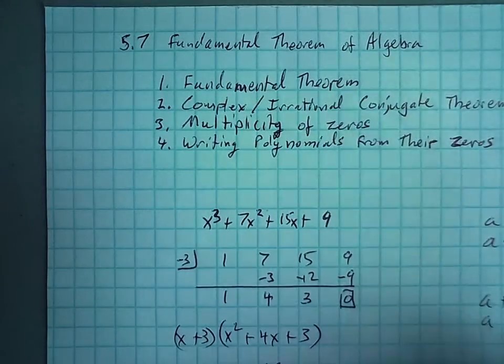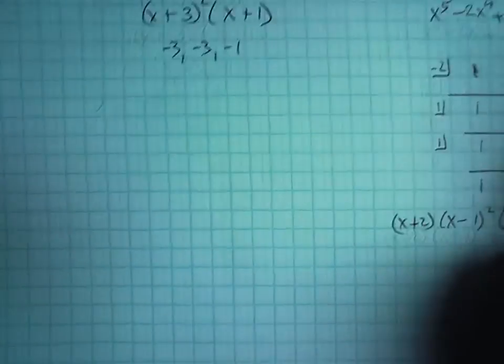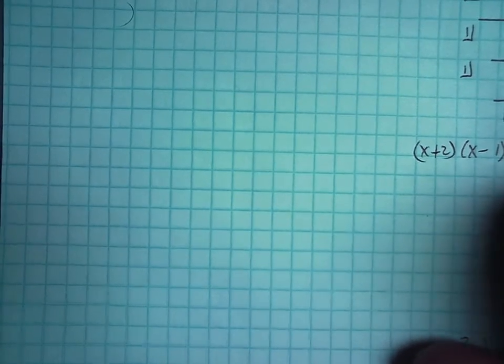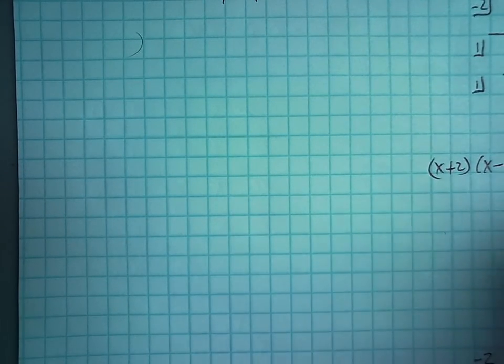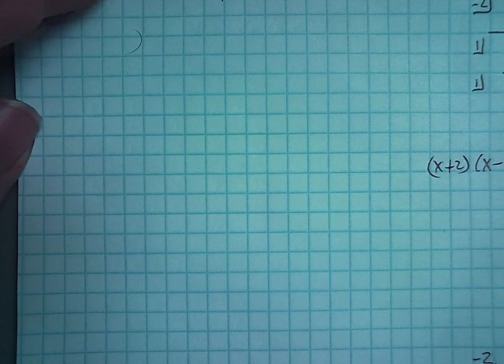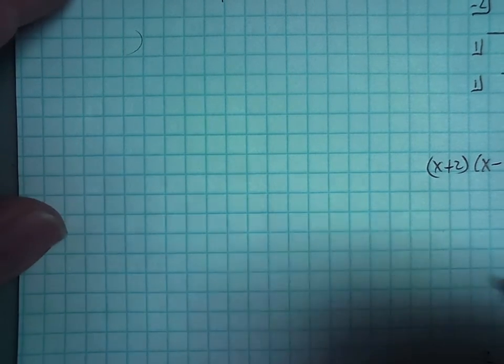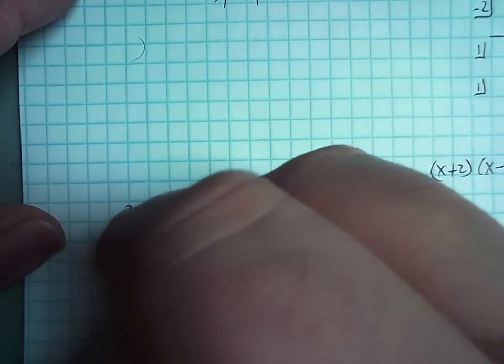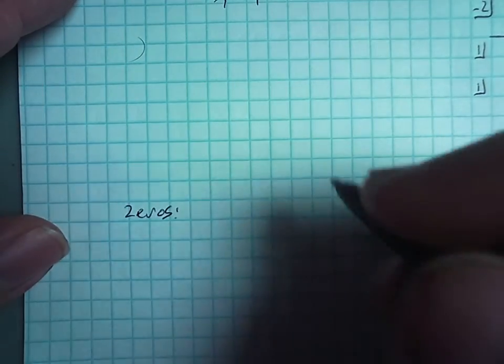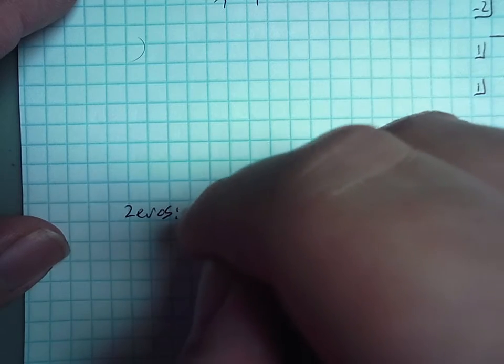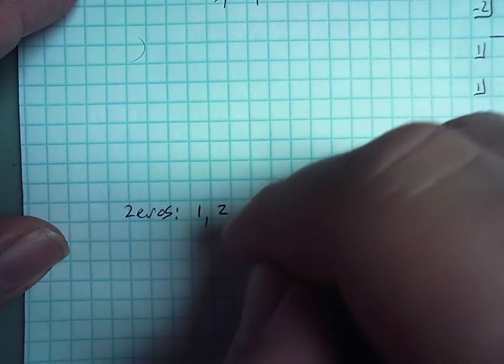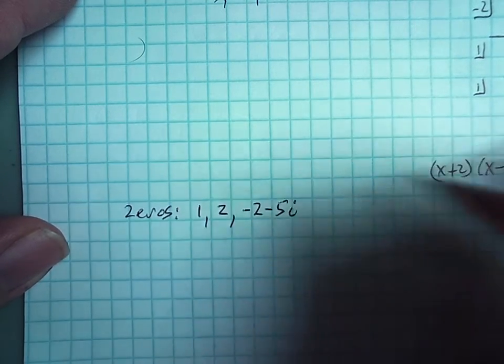The last thing we want to talk about then is writing polynomials from a list of zeros. I'm going to do this twice. No, I'm going to do it once. My video is already running a bit long. So I'm going to write a polynomial which has a given list of zeros. 1, 2, and -2 minus 5i.